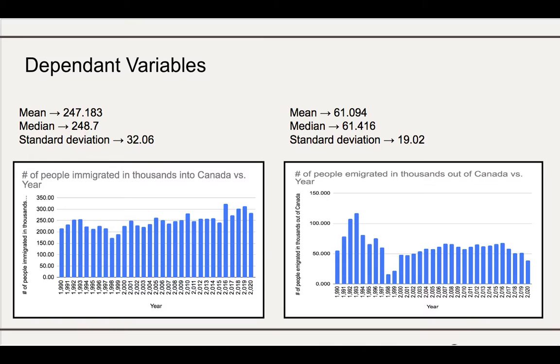When looking at the standard deviations, they are both very high, and this makes sense because we're looking at a large set of data. But when comparing the two standard deviations, we can see that the standard deviation for the number of people who immigrated is much larger, meaning that the spread of data is greater than the spread of data for the graph on the right.